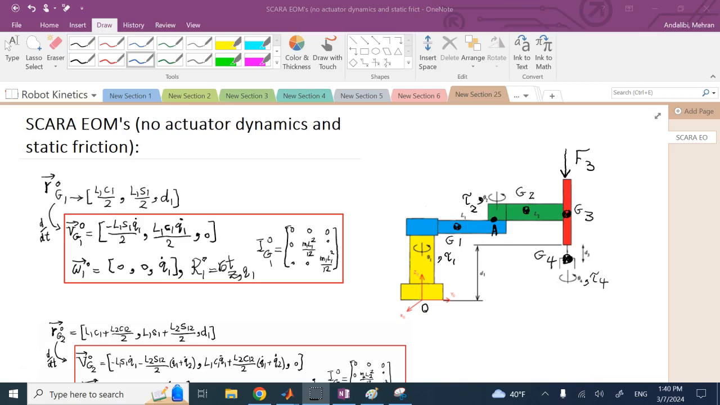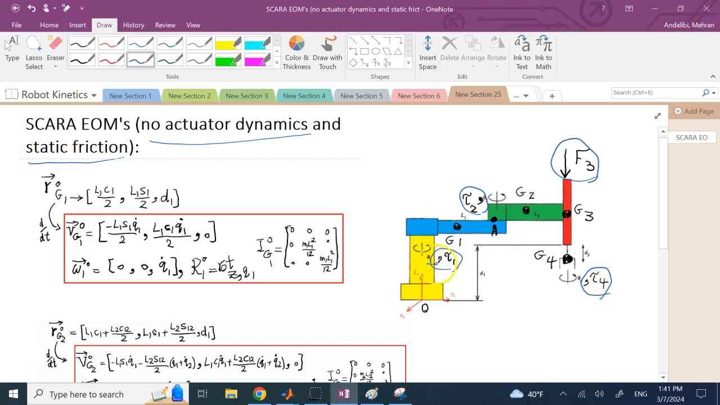And here we are not going to include any actuator dynamics, so we are not going to include the equations for electric motors and the gearboxes, and no static friction. So the only friction we use here is viscous friction. And we just consider the effect of those actuators as torques tau 1, tau 2, the force F3 for up and down motion, and the torque tau 4 for the final twist angle.